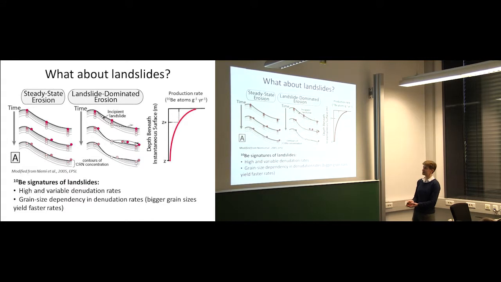And the way that's been explained is that maybe these landslides are preferentially mobilizing very coarse material. Landslides just lift everything and move it downstream, whereas if we have nice, slow, steady denudation in the landscape, maybe you're more likely mobilizing sand. So if you just collect pebbles, you might preferentially source landslide material. Okay, so that would be our second signature of landslides: grain size dependency with bigger grain sizes yielding faster rates.